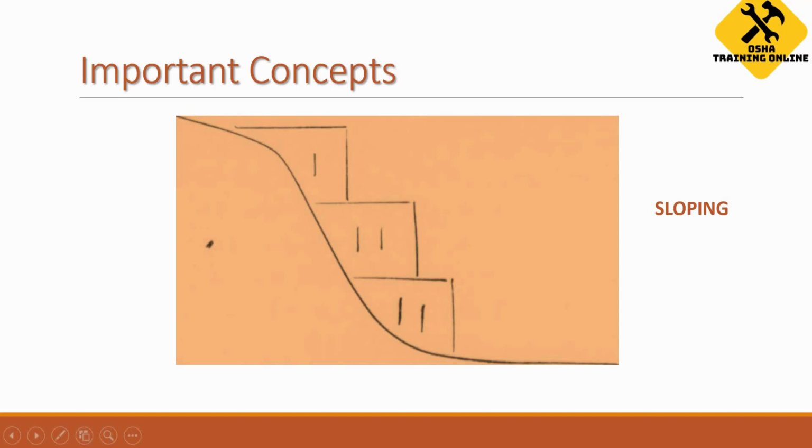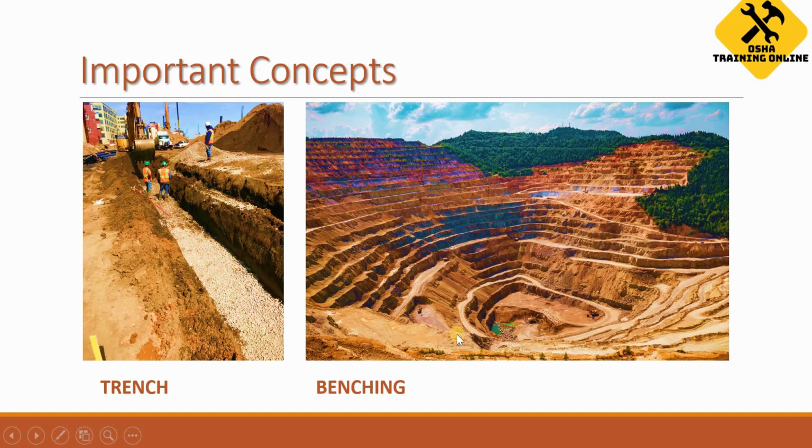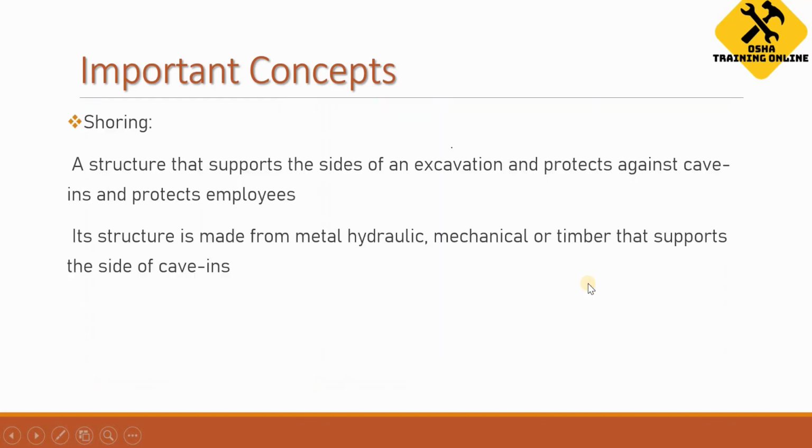In our previous slides, in our benching case, if we remove these steps from this excavation and make it plain, it would be sloping. You can see that this is made inclined. So if we make it flat and remove these benching steps, this would be sloping because it is inclined.